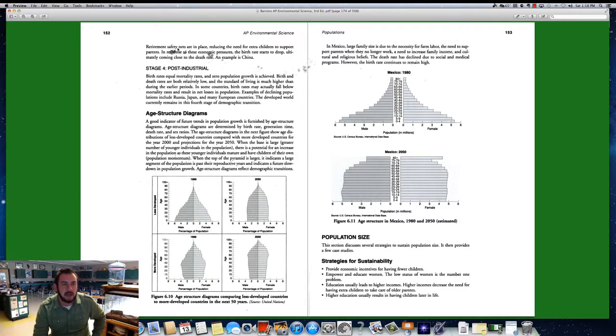And what that does is the birth rate starts to drop a little bit, ultimately coming close to the death rate, so it's kind of an even keel. An example is China right now.